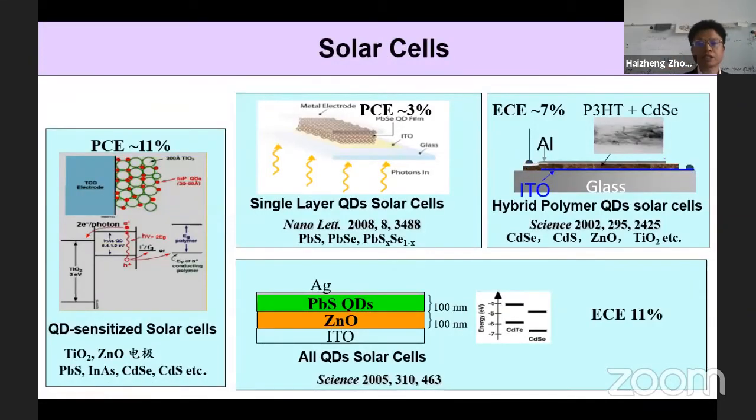QDs can be good light absorbers to be applied in photovoltaics because of the tunable absorption ability. They can be applied as colloidal dyes for dye-sensitized solar cells, and also as absorber layers for thin film solar cells. Besides that, they can also be embedded into organic polymers for hybrid polymer solar cells.